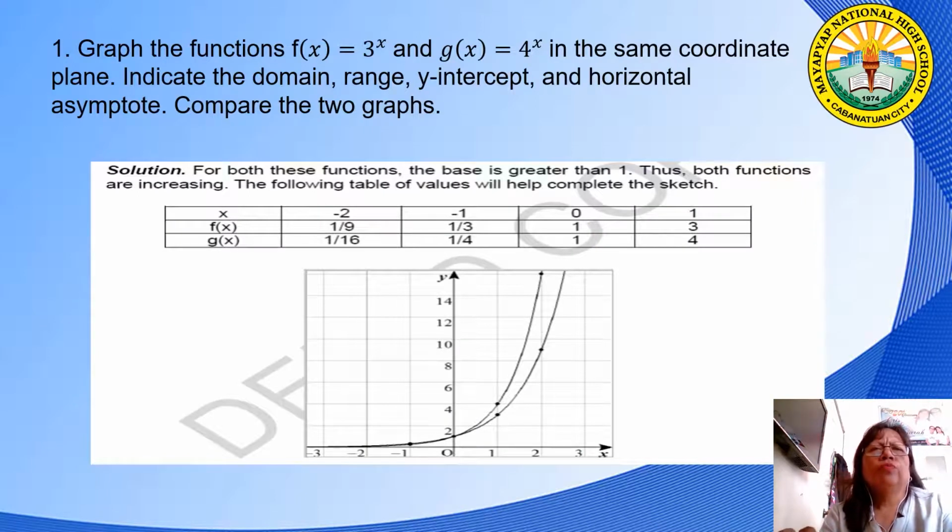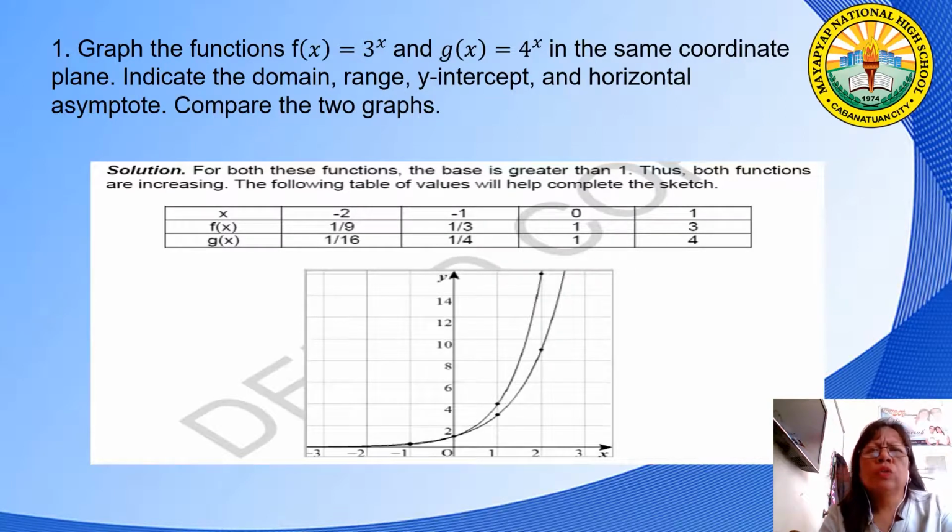Okay. So for both these functions, the base is greater than 1. So the bases are 3 and 4 for f of x and g of x respectively. Thus, both functions are increasing. The following table of values will help complete the sketch. So with the use of assigned values for x, you solve for f of x and g of x. So observe the values. These are the values computed given the assigned values of x.